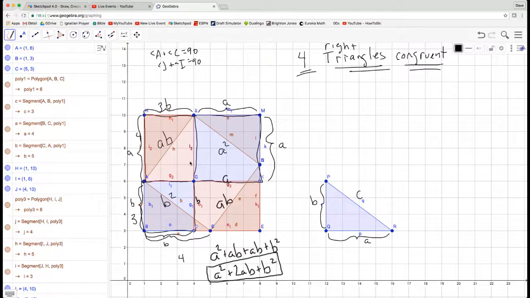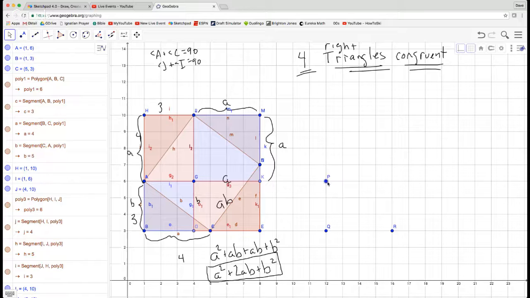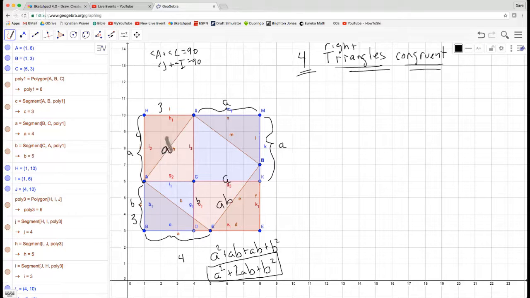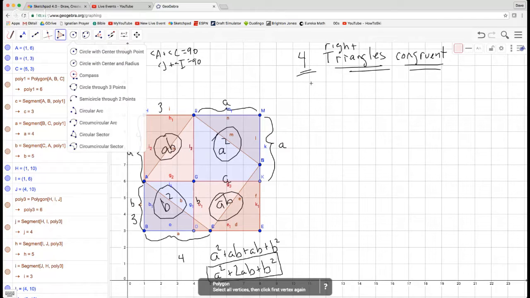Okay, so now I've cut this into pieces, and I've identified that if I add these 4 pieces together, I get A squared plus 2AB plus B squared. Now watch what happens when I choose to do it another way. I'm going to cut this guy another way. All right, this was AB. Somehow my stuff disappeared, but I have these 4 pieces here. We're going to go back and draw these same triangles.